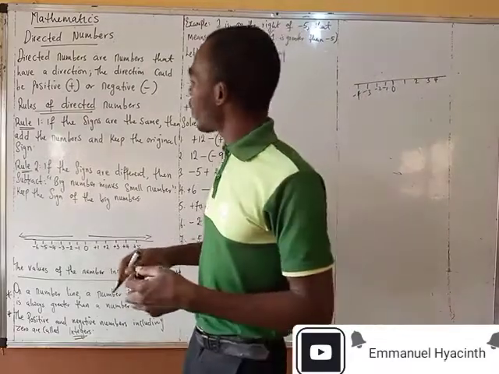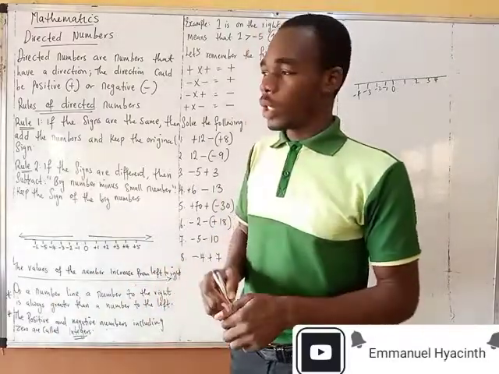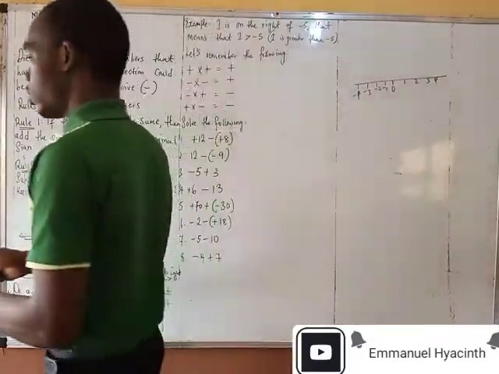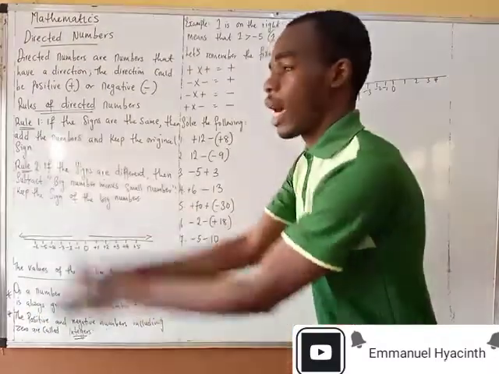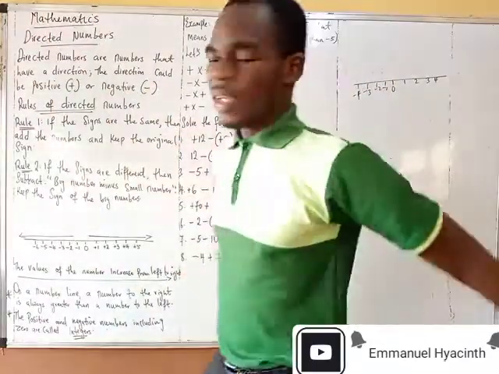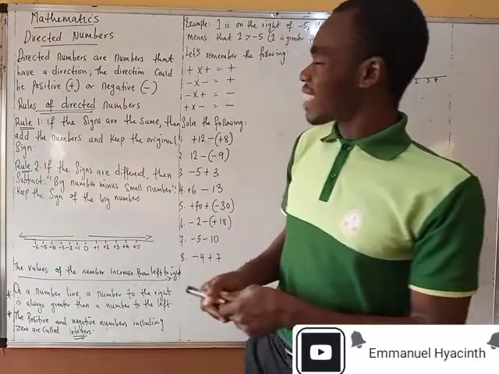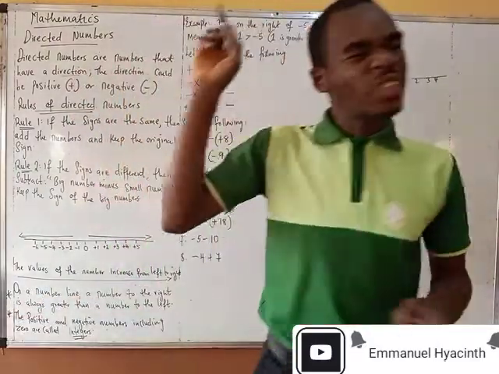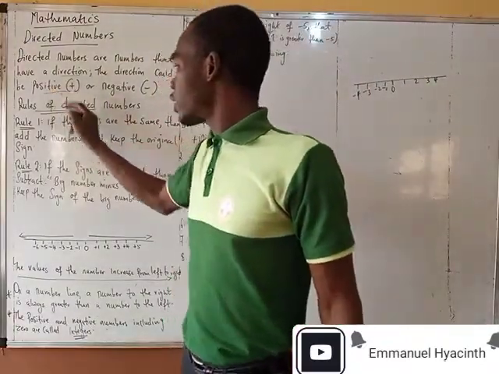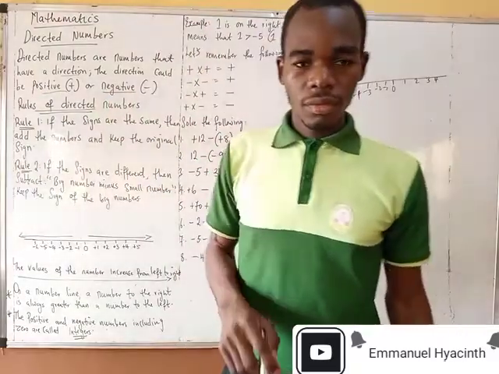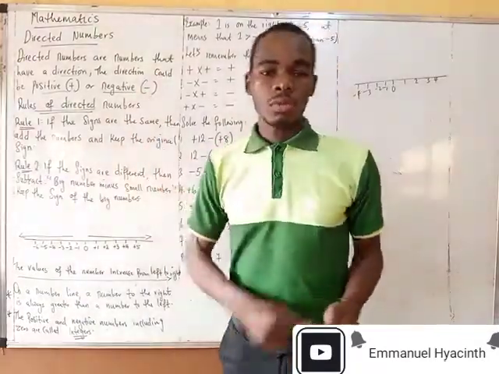Now, directed numbers are numbers that have a direction. You know, direction can mean two ways. It's either you are moving forward or you are moving backward. So if I'm moving forward, my direction is this way. But if I'm moving backward, my direction is this way. So we said directed numbers are numbers that have what? A direction. Now, as far as mathematics is concerned, the direction could be positive or negative. The direction could be plus or minus.